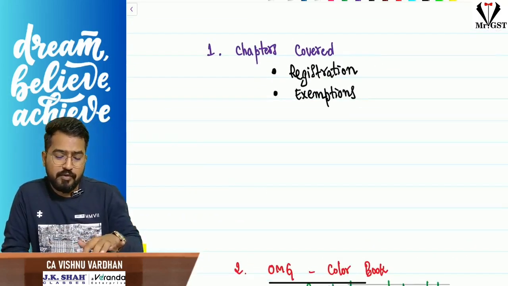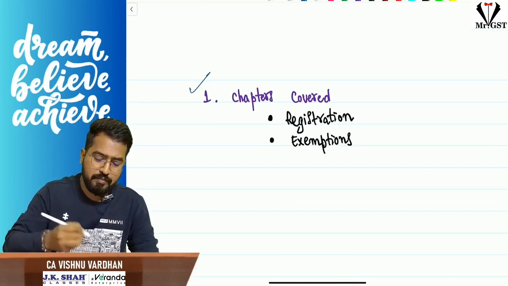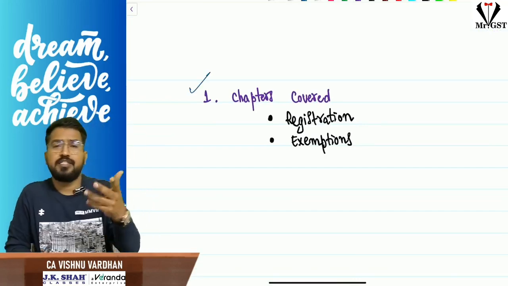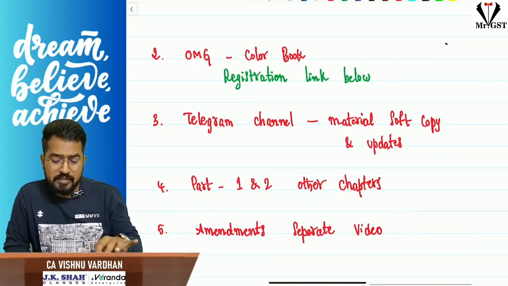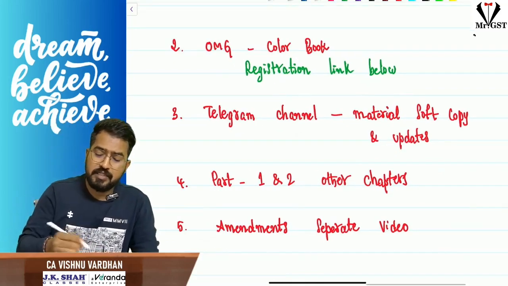First of all, what are the chapters covered here? In this part 3 of the marathon, the chapters covered are registration and exemptions. And for this discussion I am using the Oh My GST color book.